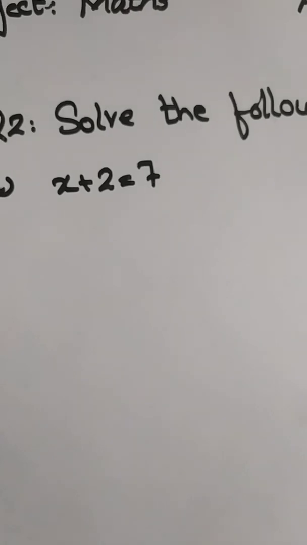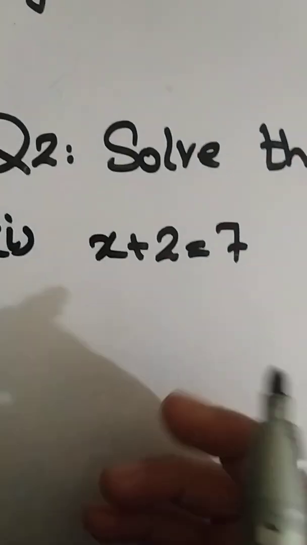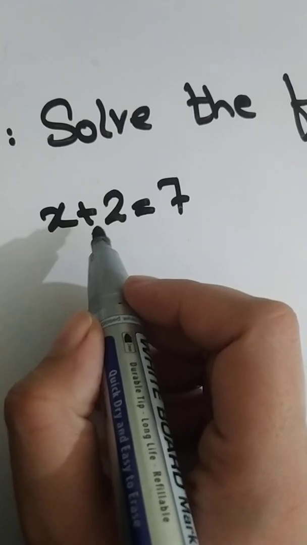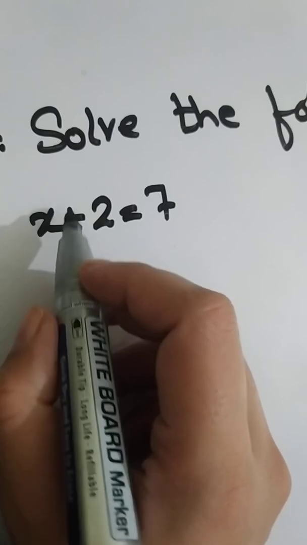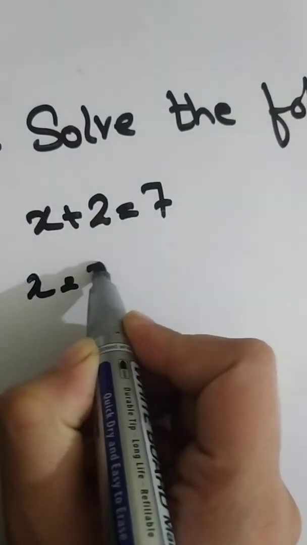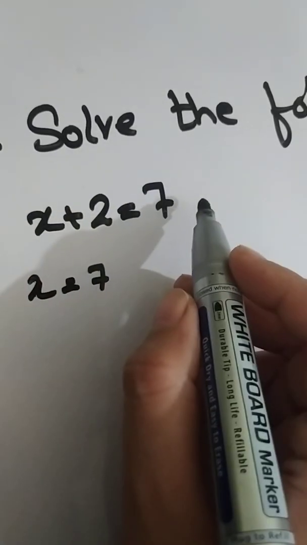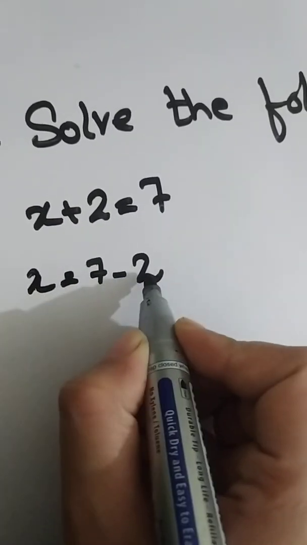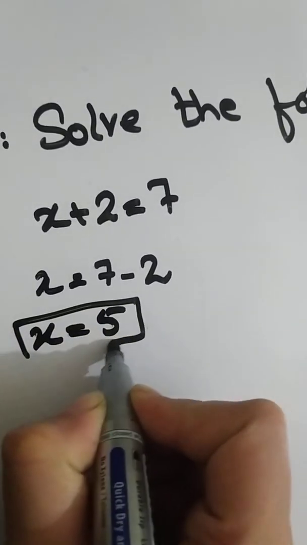Here the first equation is x plus 2 is equal to 7. In this equation the unknown term is x. We will keep the unknown term on this side. We will move the 2 to the other side of the equation. The sign of the 2 is plus here; when it moves to the other side, its sign changes into negative. So 7 minus 2 is 5. So this is how you have to solve it.